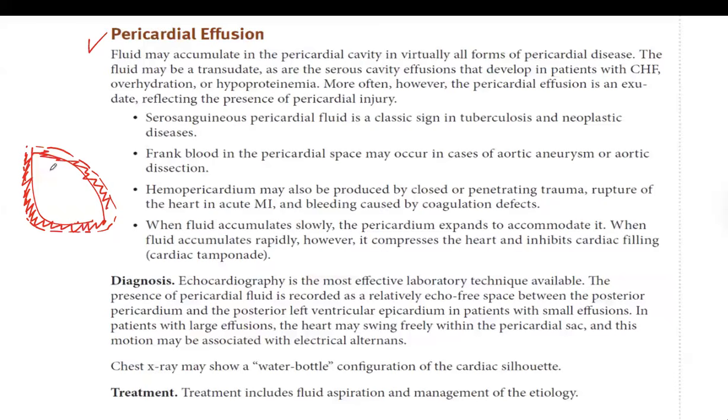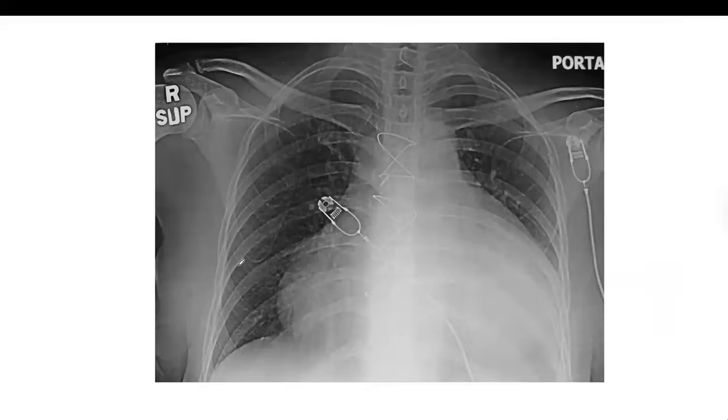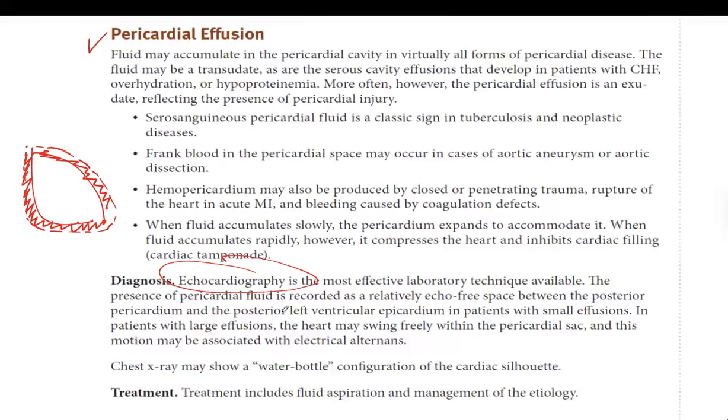How to diagnose this? The only way you can diagnose pericardial effusion is echocardiogram. And sometimes if you do a chest X-ray, pericardial effusion gives this water bottle appearance. So basically the treatment is finding out the cause. And if it is becoming too much, then we aspirate the fluid.